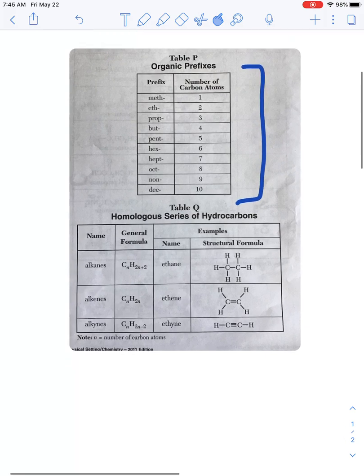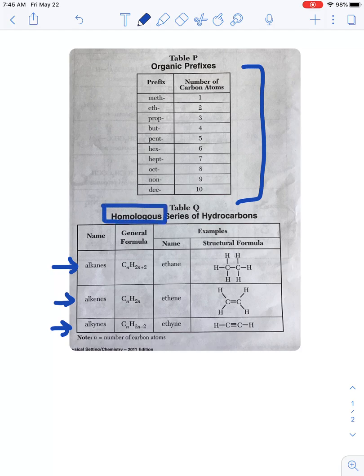So Table Q, hopefully you have this in front of you, has alkanes, alkenes and alkynes, and you don't have to pronounce them because I can't see you or hear you. Those are called homologous series. That's a big word, right? But it is right here on Table Q. So alkanes are homologous of one another, meaning similar. Alkenes are homologous of one another, and so forth.